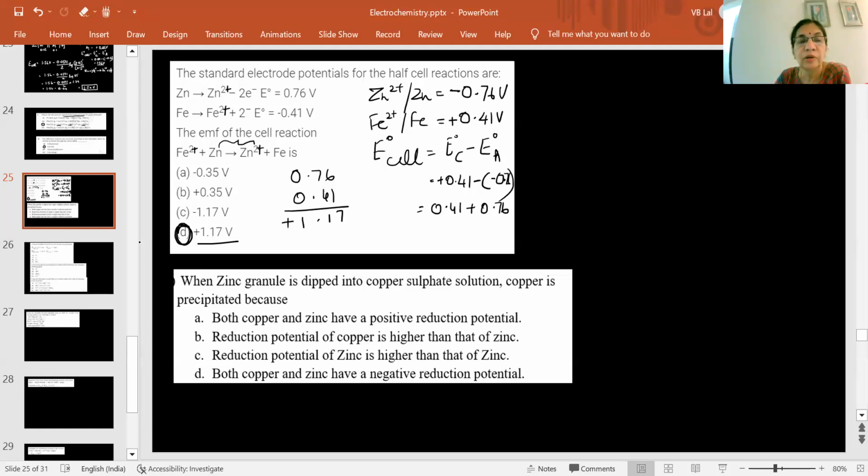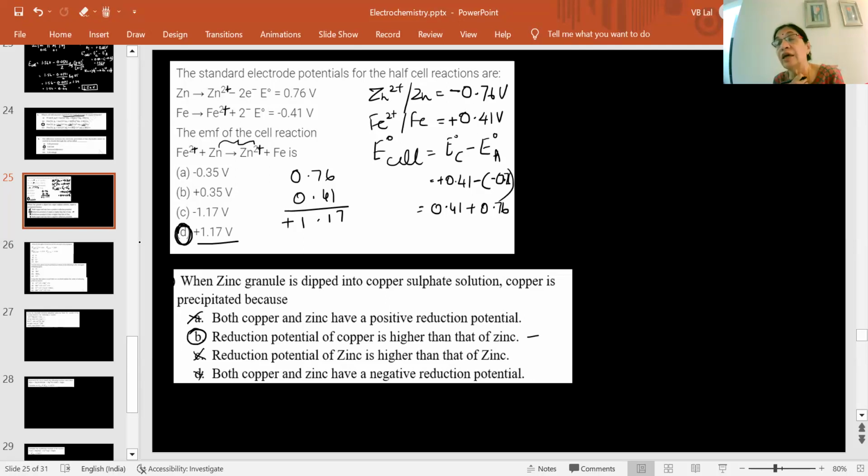Why is copper precipitated? Look at the options. Both copper and zinc have positive reduction potential. Can that be the answer? No. Reduction potential of copper is higher than that of zinc, right? That is a possible answer. Reduction potential of zinc is higher than that of zinc. That is anyway wrong wording. Both copper and zinc have negative reduction potential. So the only possible answer is B. The reduction potential of copper is higher.